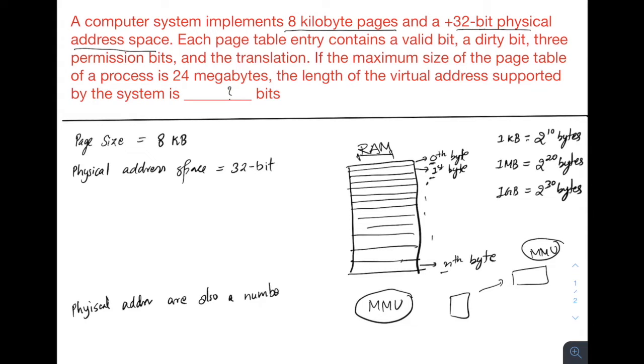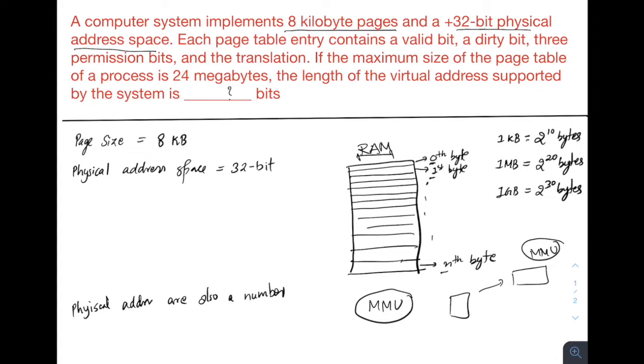This is very important. So it's given 32-bit physical address space. That simply means that you need 32 bits to represent all the physical addresses that you have in the system. That's what this 32-bit means here. You require 32 bits to basically represent all these addresses. So that's the concept here.